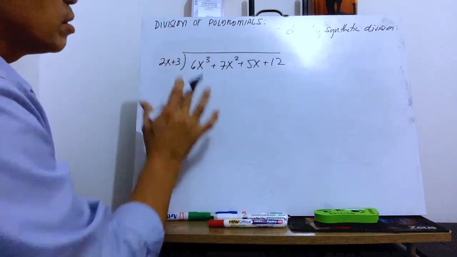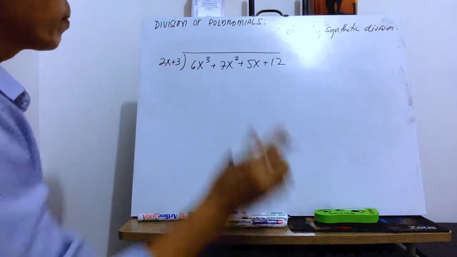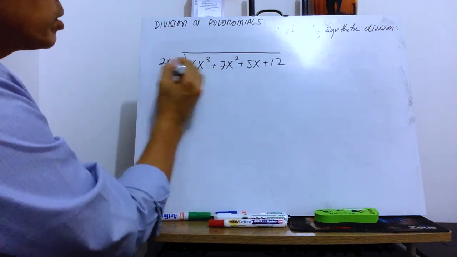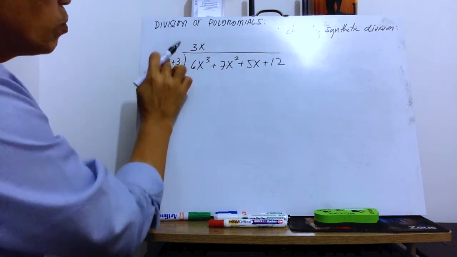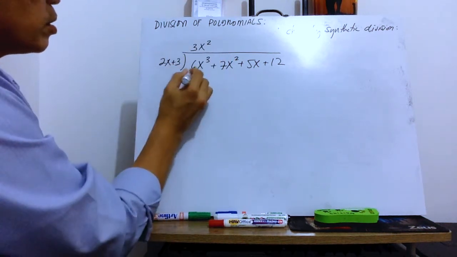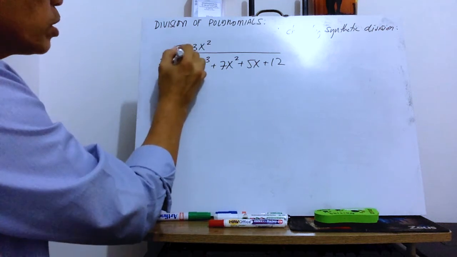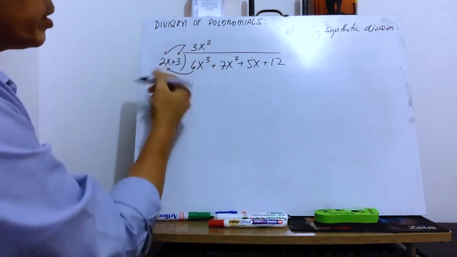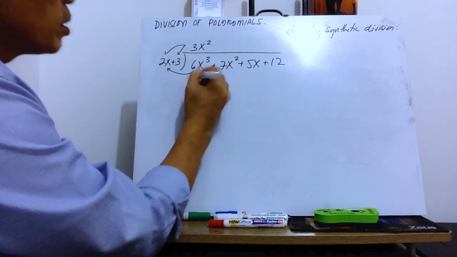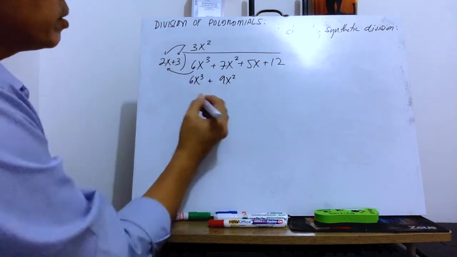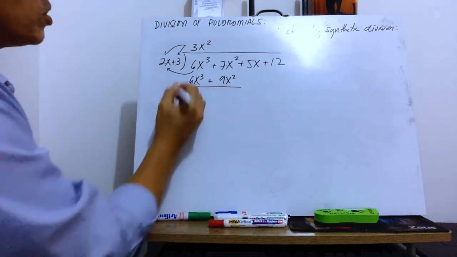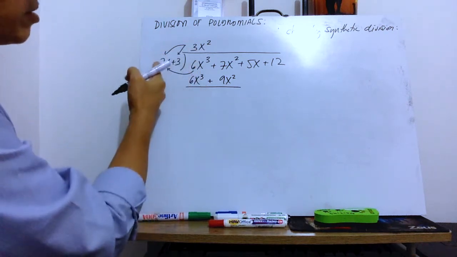Okay. In long division, there's no problem. So let's divide. 6 divided by 2. Okay, that's 3. Then x cubed divided by x, that's x squared. Divide once, multiply twice. So 3x squared times 2x, that's 6x cubed. 3x squared times 3, that's 9x squared. Okay, there. Change signs.